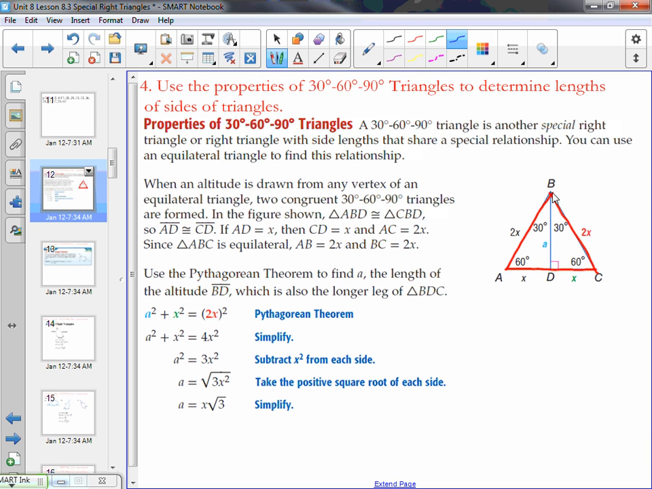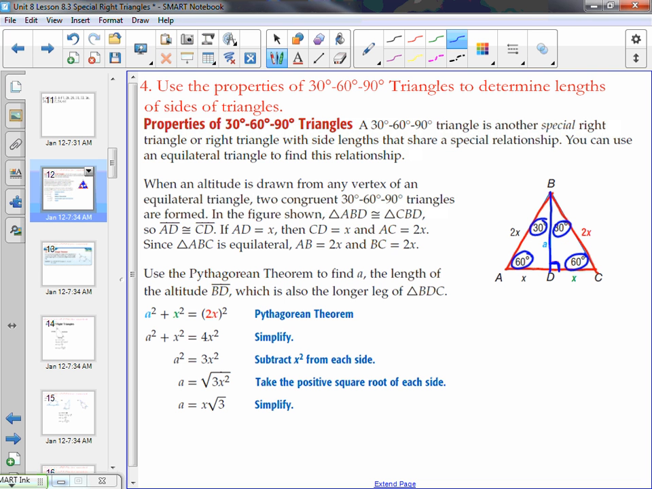and then they drew in an altitude. You know that an altitude starts at a vertex and it's perpendicular to the opposite side. So we know that's a 90-degree angle. Since it's an equilateral triangle, that's 60 degrees, that's 60 degrees. And then doesn't that mean that that's got to be 30, so that in the triangle on the left, the angles add up to 180, and that's got to be 30 for the same reason.